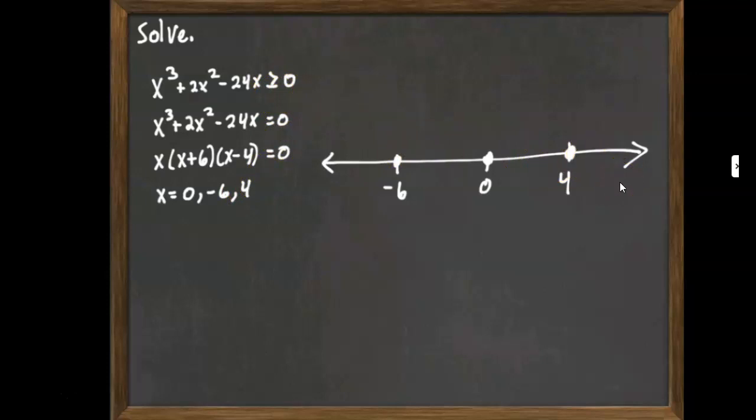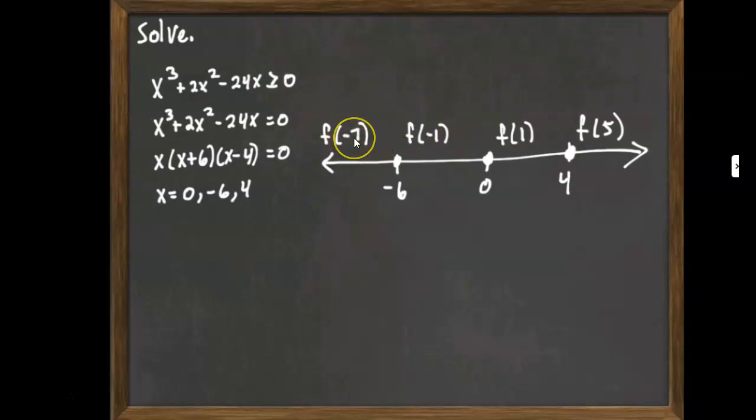And then remember, what we do here is we need to pick a value in each region. There's 4 regions here. Stuff below -6, between -6 and 0, between 0 and 4, and bigger than 4. Right? We need to find values, so we do that. So I might pick like -7, -1, 1, and maybe 5.